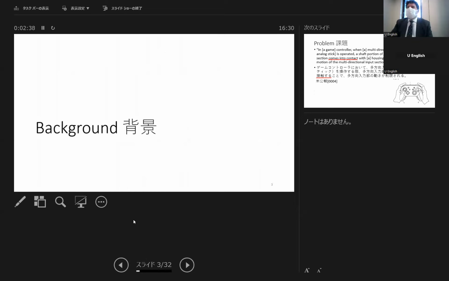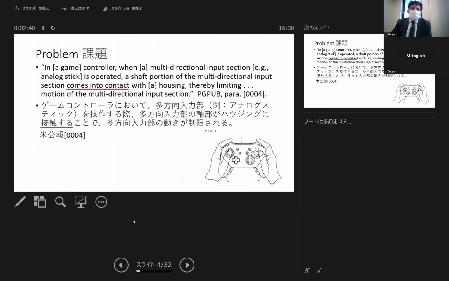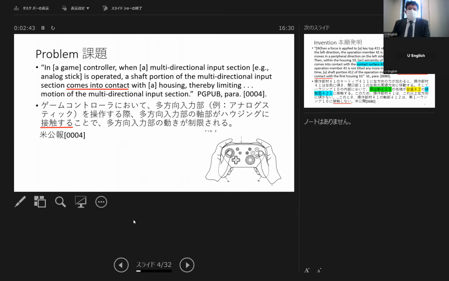So today we are discussing a game controller, and we'll begin with some background. In this game controller, if it's okay with everyone, I'm going to take off my mask so that you can see my lips. In a game controller, when a multi-directional input section, for example, an analog stick, is operated, the shaft portion of the multi-directional input section comes into contact with a housing, thereby limiting motion of the multi-directional input section.